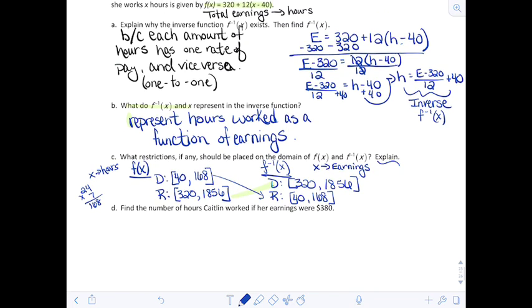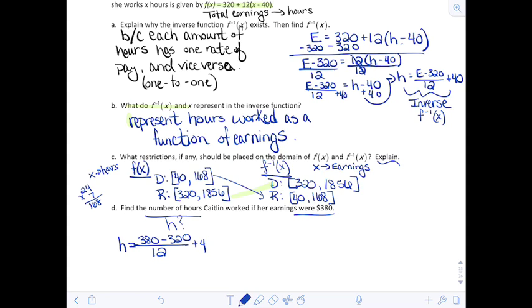Okay. Letter D, the last one to go with this. Find the number of hours, h, that Caitlin worked if her earnings were $380. So I'm actually going to use the inverse, because that's where I have hours as an output and earnings as my input. So hours would equal (380 in earnings minus 320) divided by 12 plus 40. So how many hours does she have to work to make that much money?